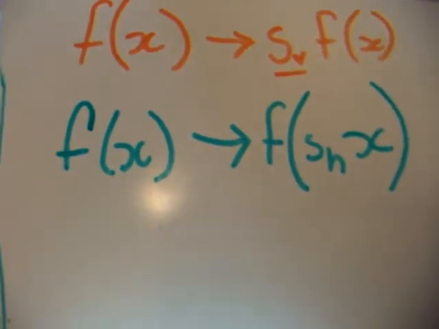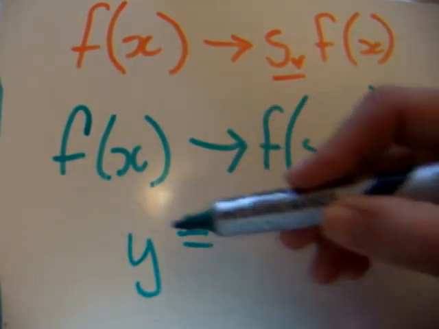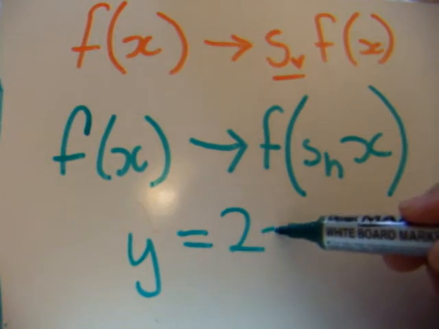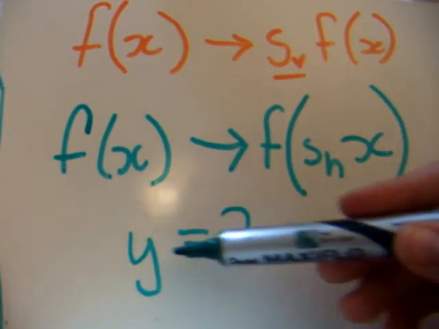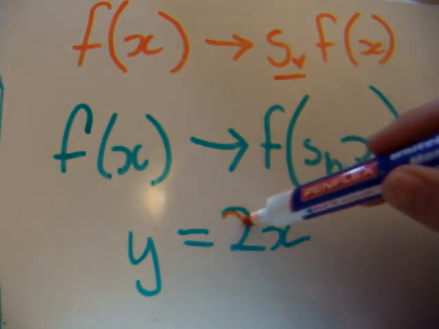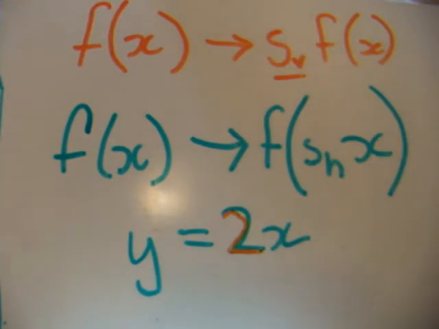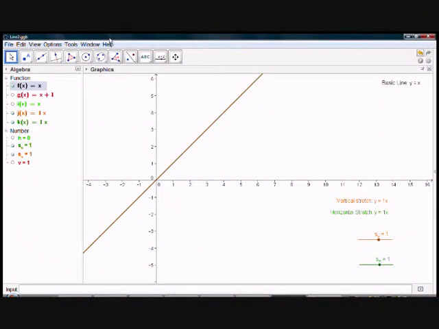With a straight line, if I multiply the whole function by 2, 2 times y is x, so y is 2x. And if I multiply the x by 2, I also get y is 2x. So regardless of what stretch you do, when you're looking at a straight line, you get the same effect. To show you the effect of that on the graph, I've got 3 functions here.